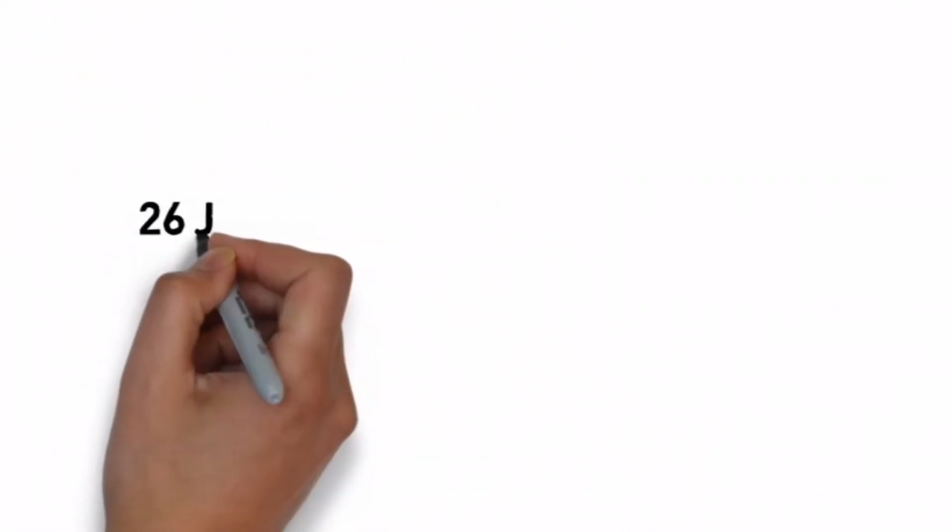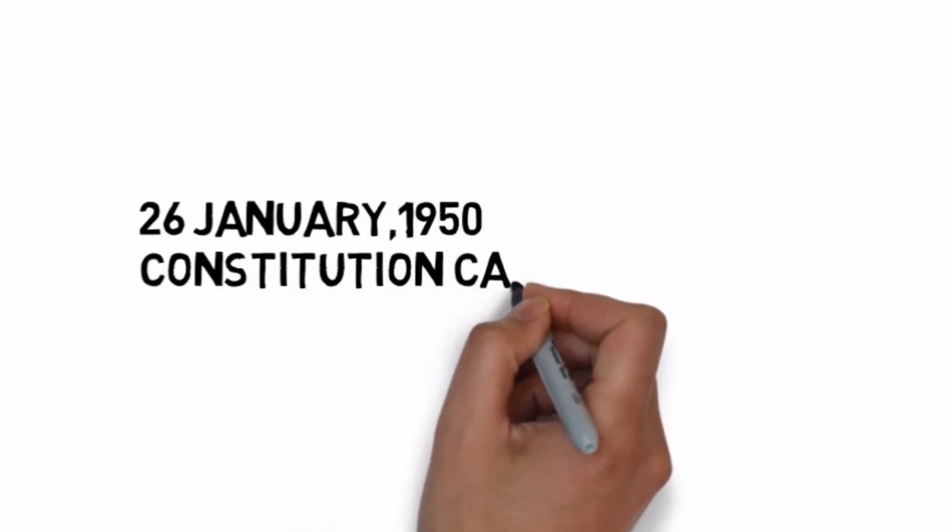The first meeting was held on December 9, 1946, and it took almost 3 years for the constitution to be completed, which came into force on January 26, 1950, which is celebrated as Republic Day every year.